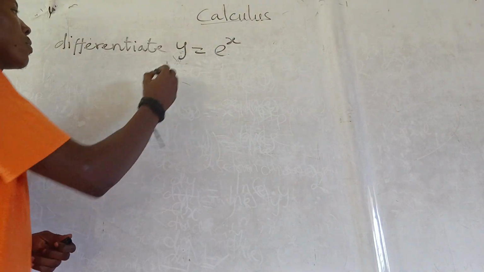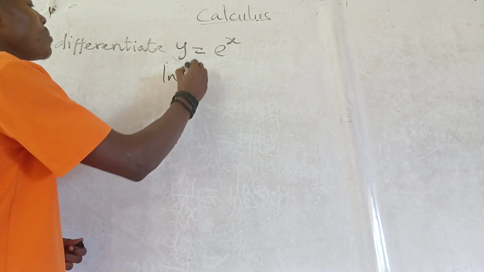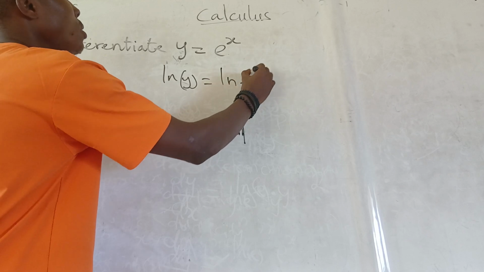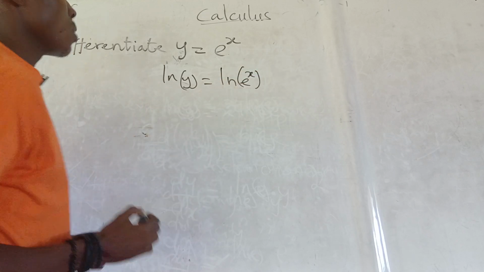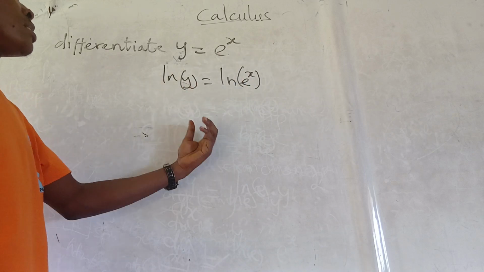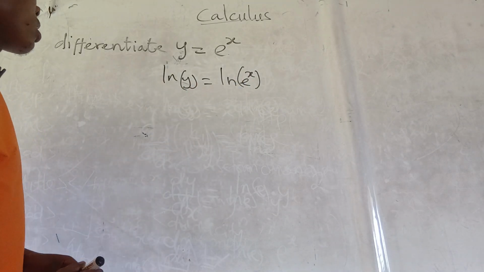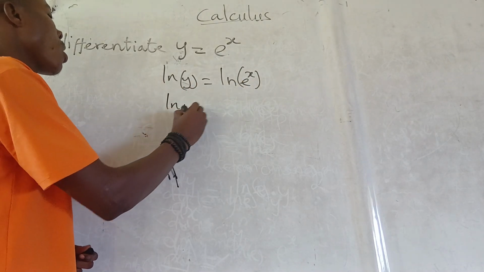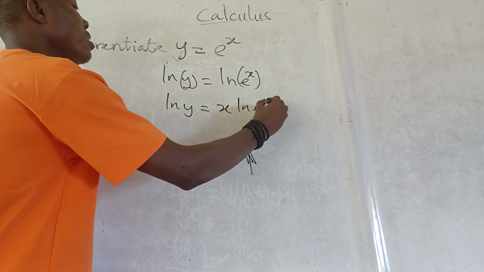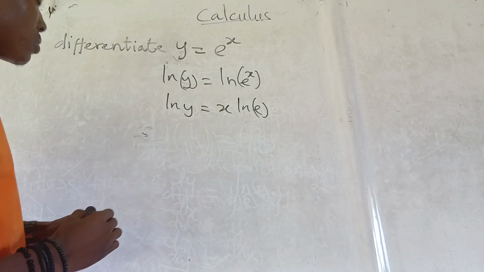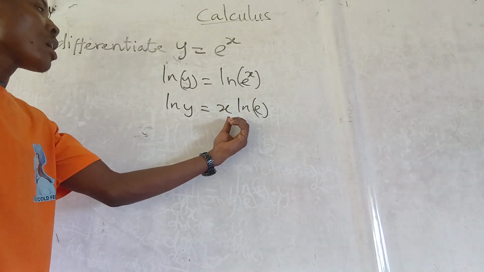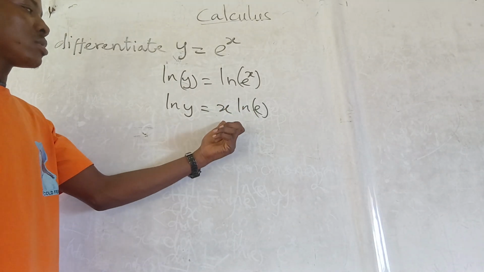So we are going to have ln y is equal to ln e raised to the power x. Now, in logarithm, if you have a problem like this, the exponent can take its position before the log. So we have ln y is equal to x ln e. It is a property of logarithm. So now, ln e becomes a coefficient of x.